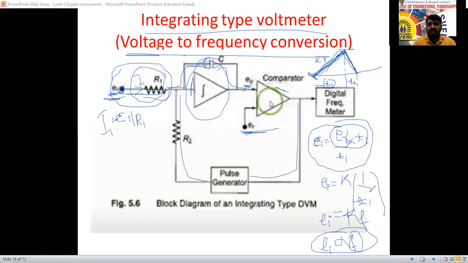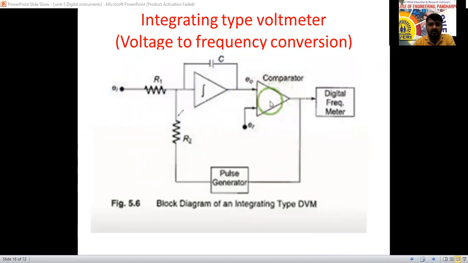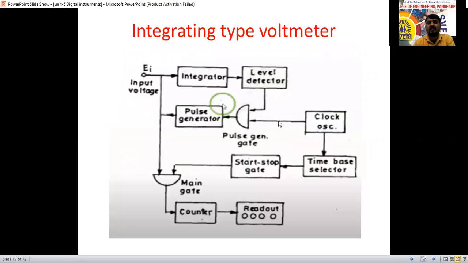Now, if we consider ER as the reference voltage and the time taken to discharge as constant, then only we consider that it is proportional to the frequency. This is the simple block, and with this block we are going to explain. Once again, I will explain. This is just the modified block. The detailed block is also available here, which is the detailed block of this integrating type voltmeter.